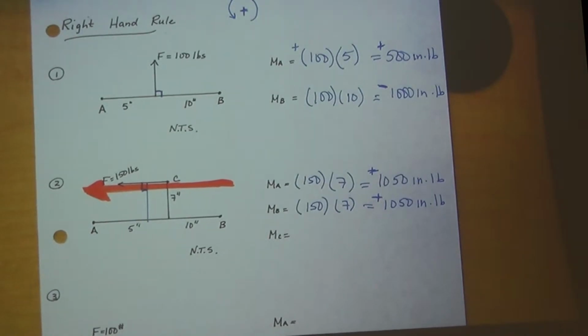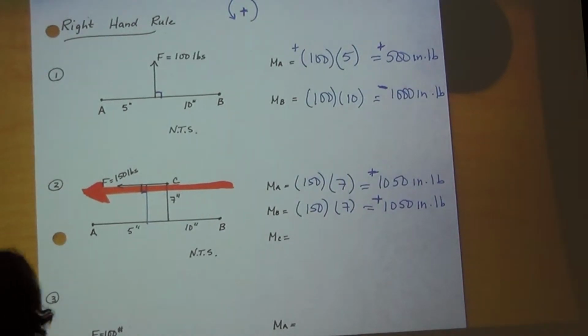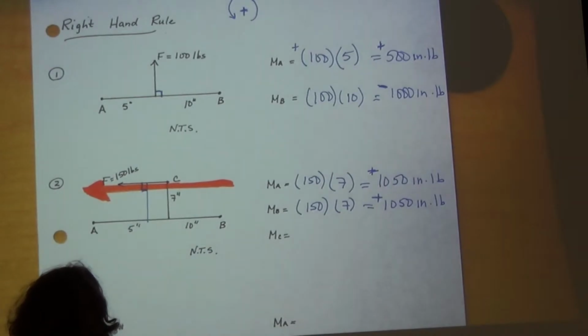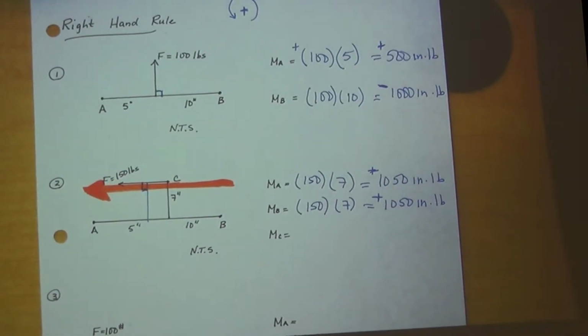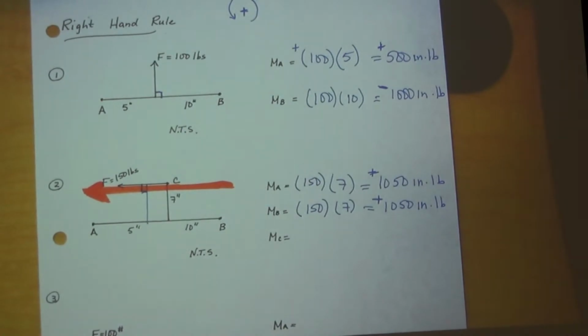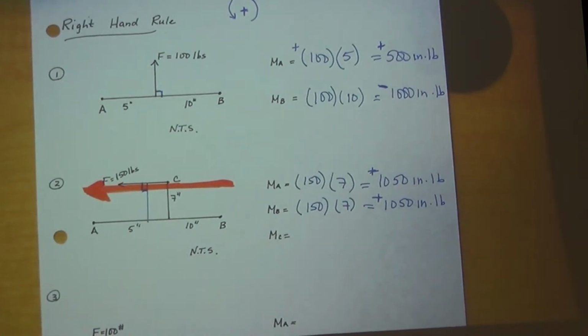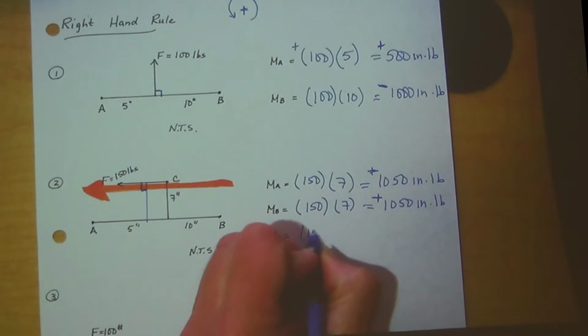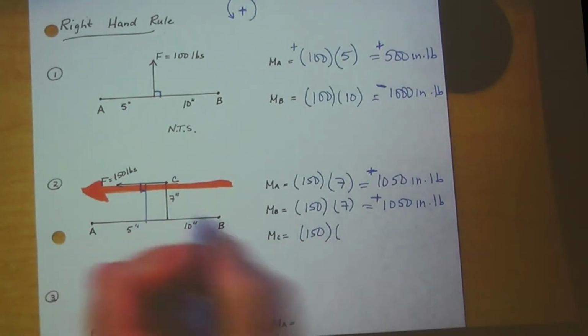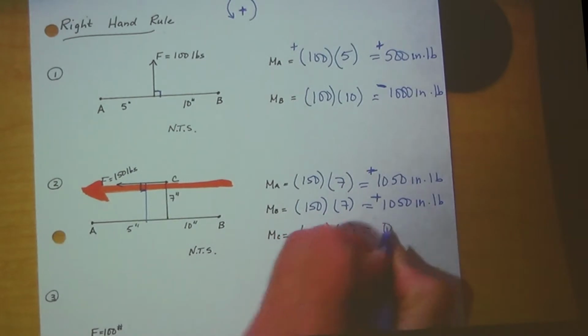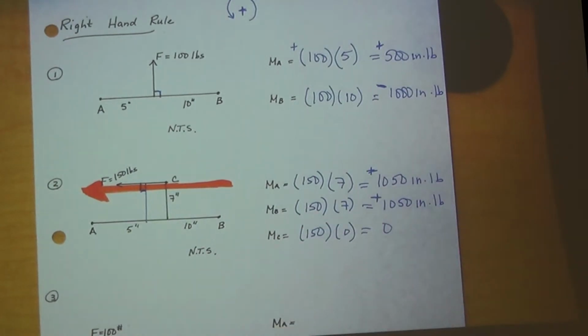Okay, Haley, third one. Well, this is 150, but the perpendicular is 0. Right, great. So it's just 0. So the force is still 150, but the perpendicular distance is 0. And does that make sense?